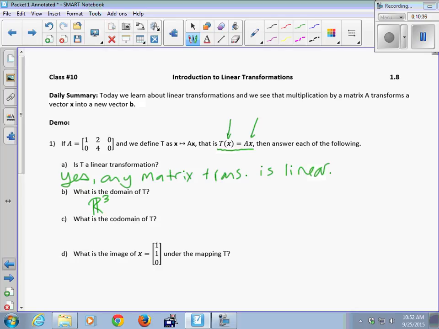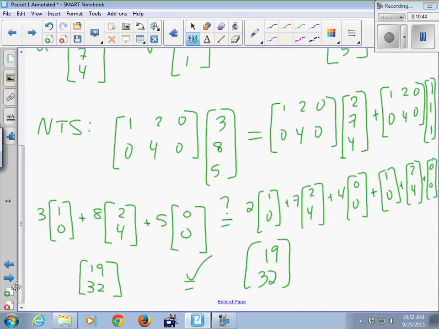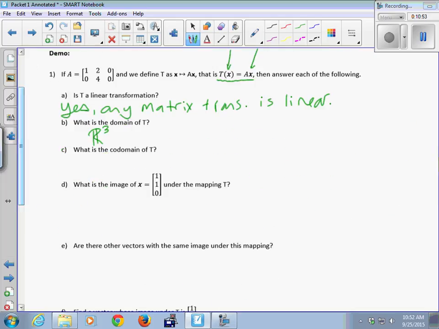What kinds of vectors do I get out? That's called the codomain. Go back to our example. What kinds of vectors did I get out when I did a multiplication of A times a vector in R3? I got vectors with 2 entries as results. So R2 is my codomain.